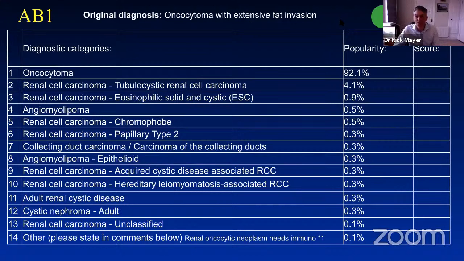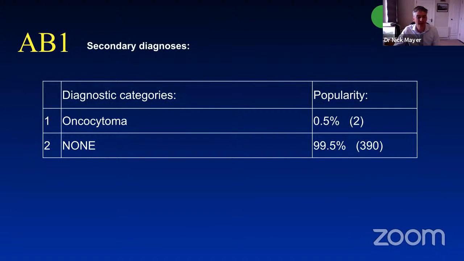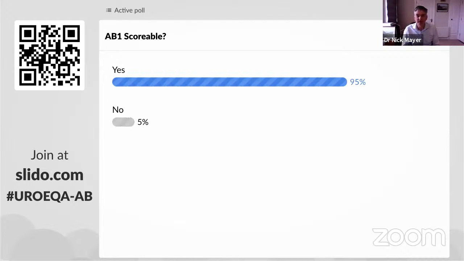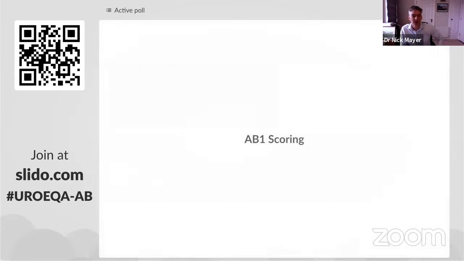So we'll move on to, there were a few secondary diagnoses, and we'll move on to, do people think that this is therefore scoreable? So we're well over the 100 there, so I can release that, and we've an overwhelming majority saying yes. So we'll move on to this screen now, and if people can work through the list there.